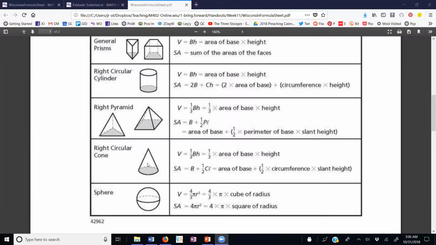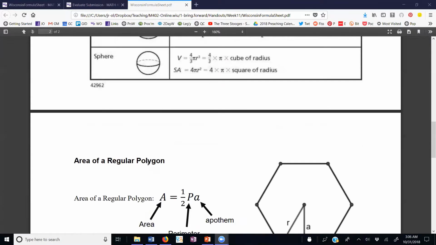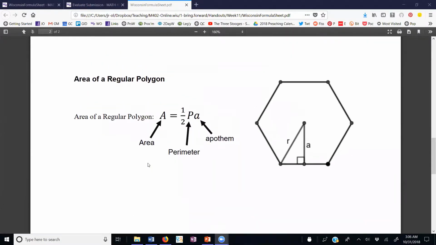I also want to emphasize here that there is a page 2 to this, and this gives us the formula for finding the area of a regular polygon. In this particular case, it is a regular hexagon. Regular means equiangular and equilateral. And the area is 1/2 perimeter times apothem. The apothem is this distance from the center point to the midpoint of a side.